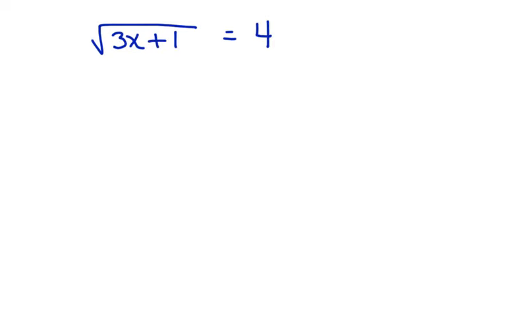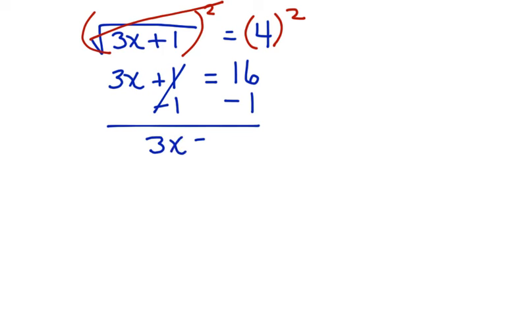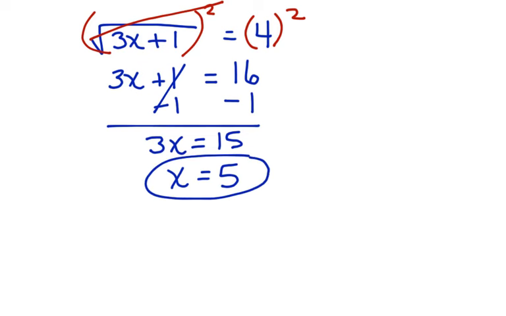The square root of 3x plus 1 is equal to 4. Again, we're going to use squaring to clear the radical. We square this side and we square this side. The square and the square root cancel, which leaves us with 3x plus 1. 4 squared is 16. Now we solve the equation. Subtract 1 from both sides. These cancel. 3x is equal to 15. X is equal to 5. This is our solution, and our work is complete.